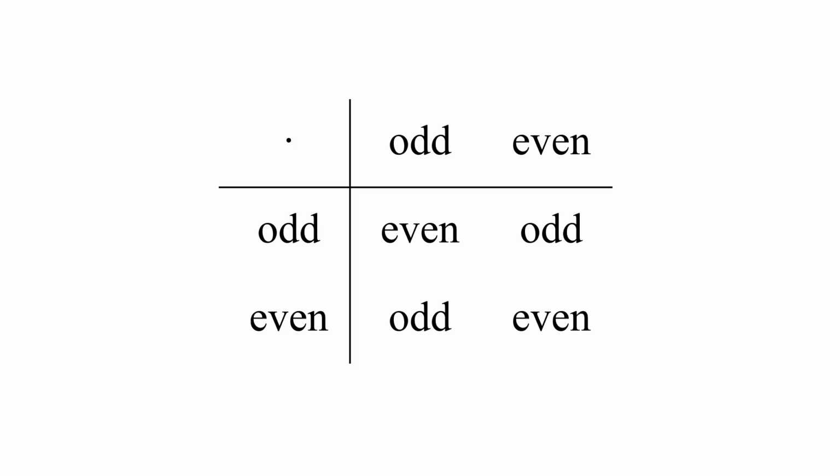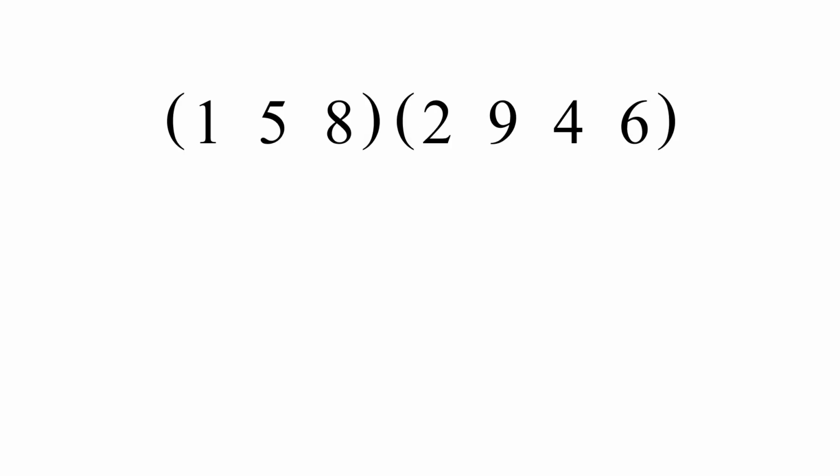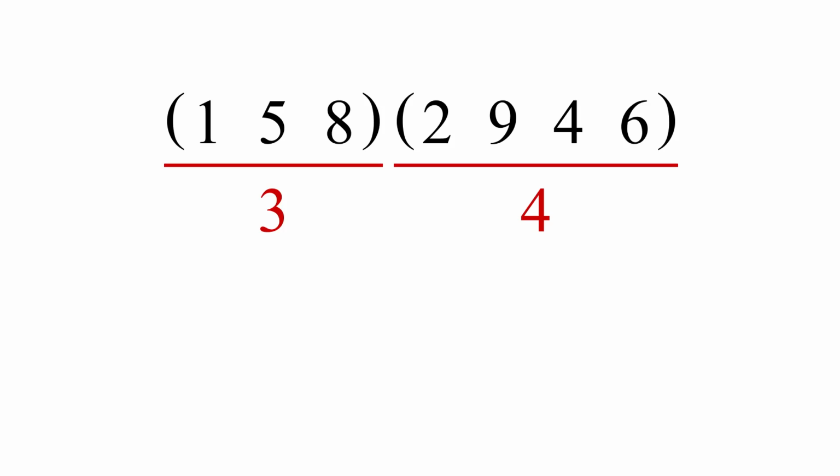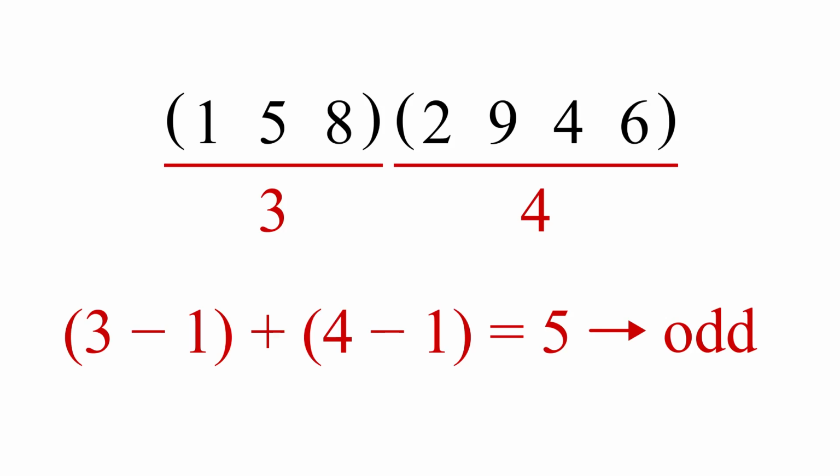A transposition between two numbers that differ by n can be decomposed into 2n-1 adjacent transpositions, so it is always an odd permutation. A cycle of length n can be decomposed into n-1 transpositions, so its parity is the same as n-1. To find the parity of a permutation from its cycles, take the length of each cycle, subtract 1 from each, and add them together. The parity of the permutation is the parity of the sum.